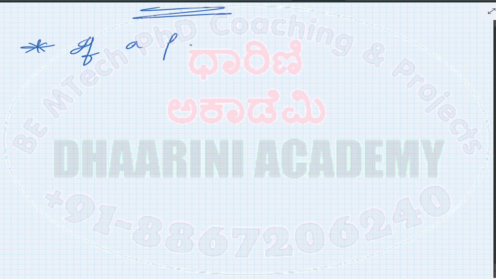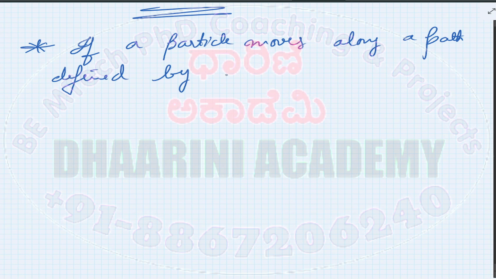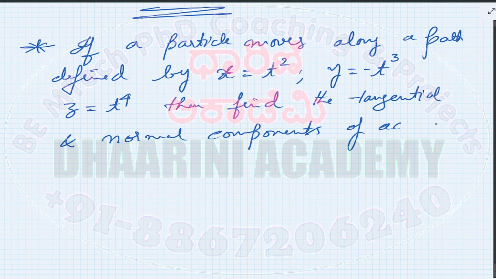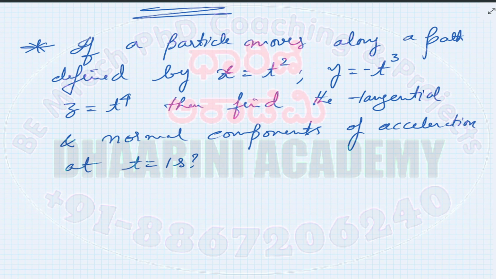So if a particle moves along a path defined by x equal to t square, y is equal to minus t cube, and z is equal to t to the power 4, then find the tangential and normal components of acceleration at t is equal to 1 second. Okay, this is the question.